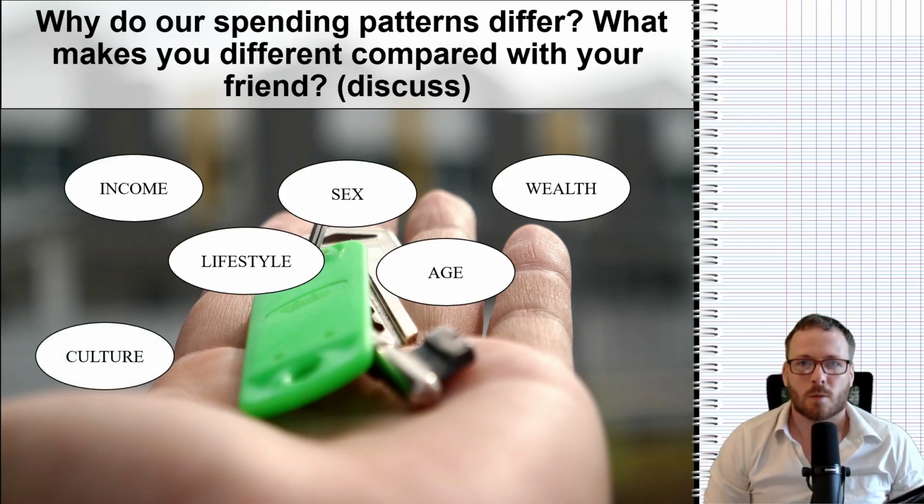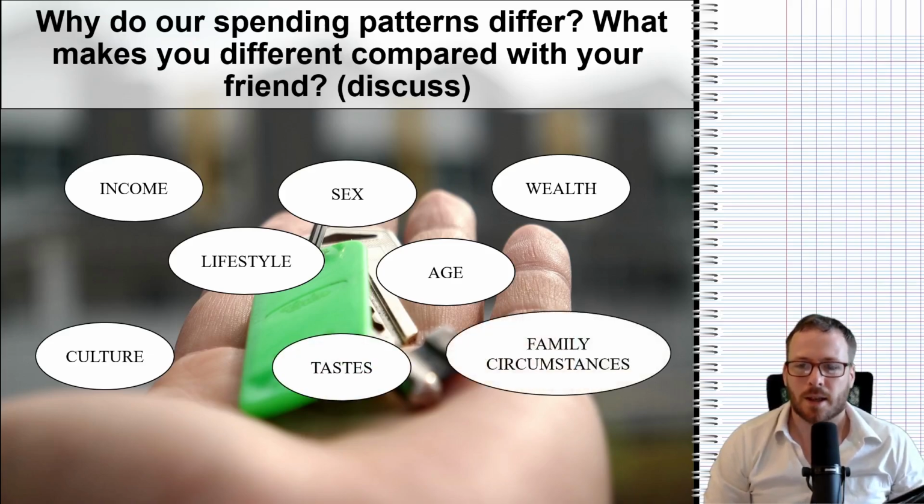Culture. What about festivals, events, work culture, buying suits, all those kind of things? It's different in every part of the land. Tastes. Your individual taste might be different to others, and family circumstances. You might have to help out your parents now and again, or they might have to help you out.